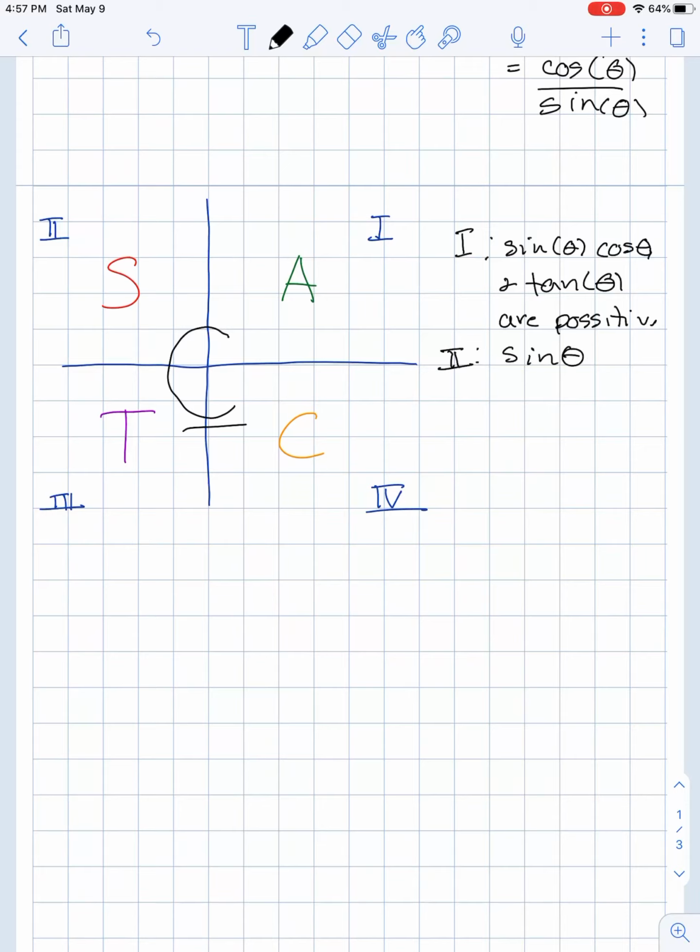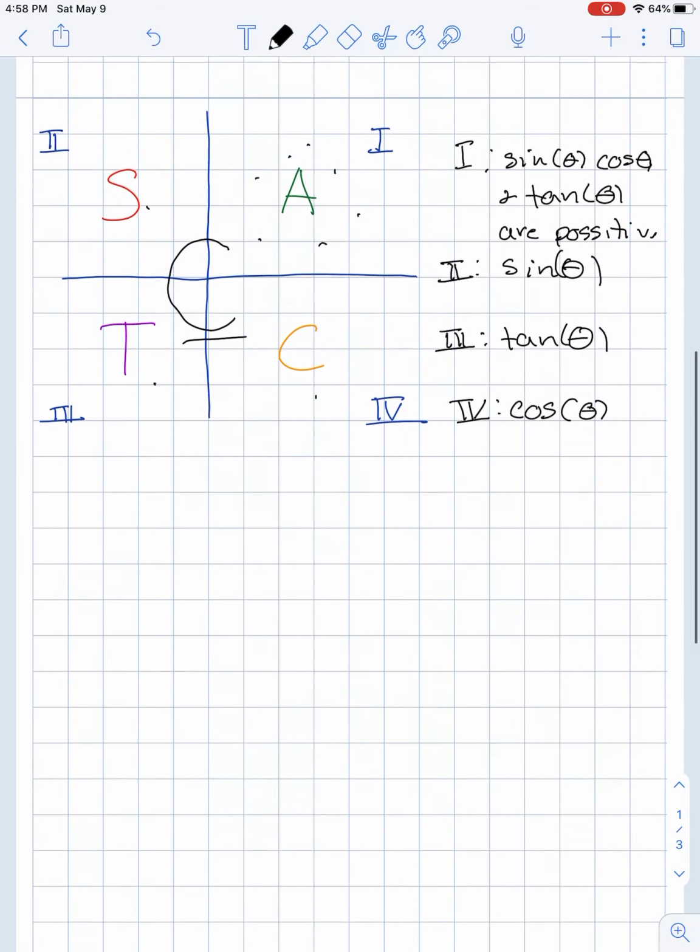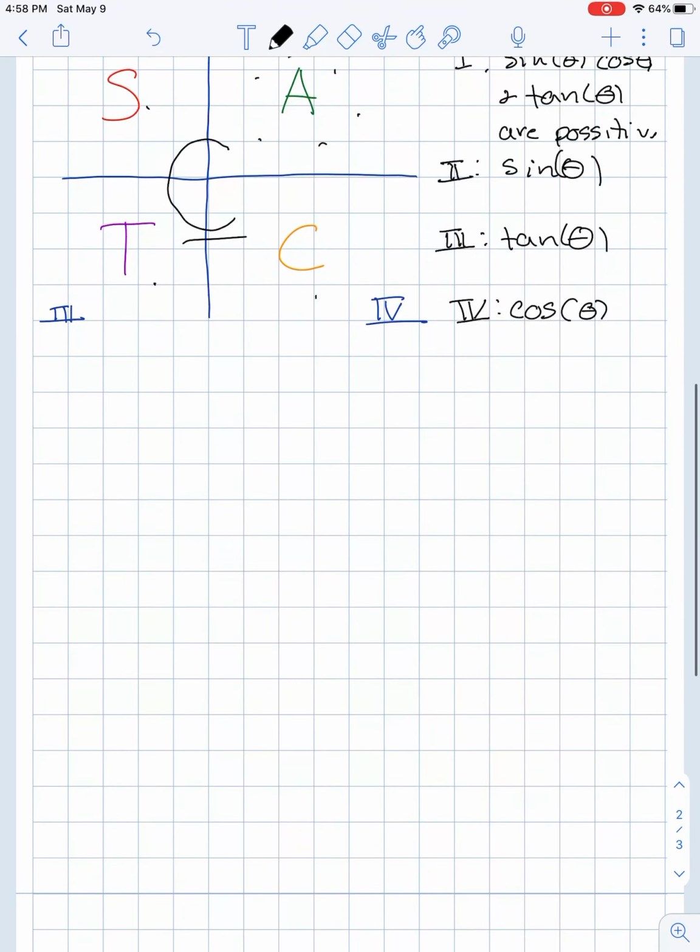In quadrant 2, it's just sine. Quadrant 3, it's just tangent of theta. I like to put these in parentheses just because it helps really hone in that it is a function. And then quadrant 4, it's cosine theta. I like to use this trick so that I only really need to know my unit circle for this quadrant, and then I can apply that sine is positive here, tangent here, and cosine here. So that's a nice trick.